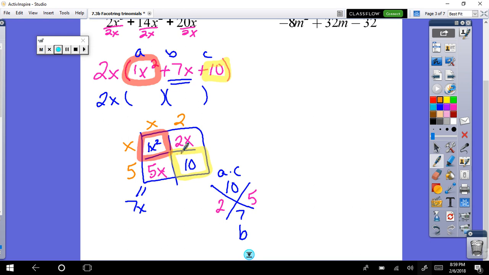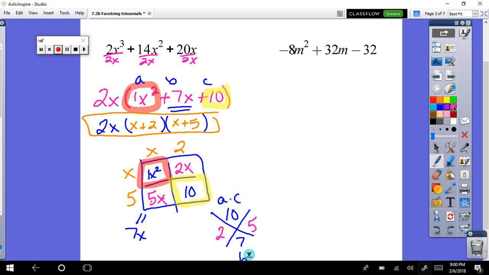You get x squared plus 7x plus 10. So then here I have an x and a positive 2, so that's the factor x plus 2. On this side the factor is x and positive 5, so you have x plus 5. So that's my final answer. Don't forget to put the 2x out front, the greatest common factor that you took out.